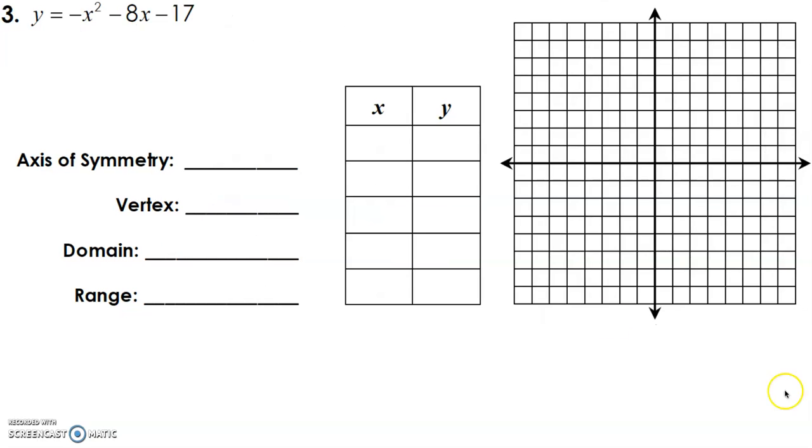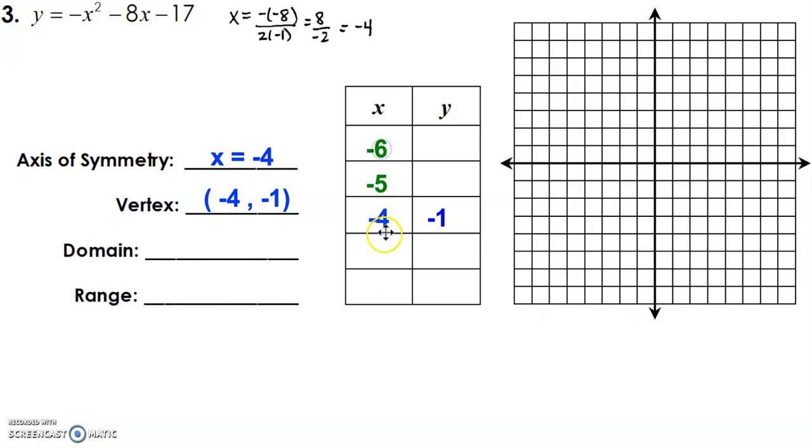Our next example, notice our a value is negative, our b value is negative 8. When we find that axis of symmetry, we get negative 4, which means our x value is negative 4. We plug that in to find our vertex y value of negative 1. So we know our vertex is negative 4, negative 1. We plug in to find points on either side.